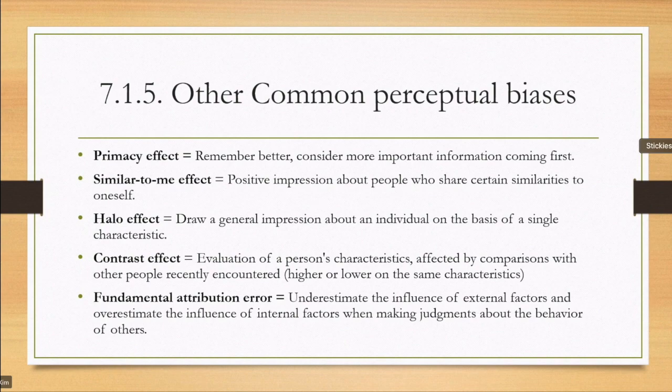Halo effect is about drawing a general impression about the individual on the basis of a single characteristic. So basically, if you have someone who's unpunctual, you say that they're a bad person in general, they're bad at performing their job, etc., because of one single characteristic.